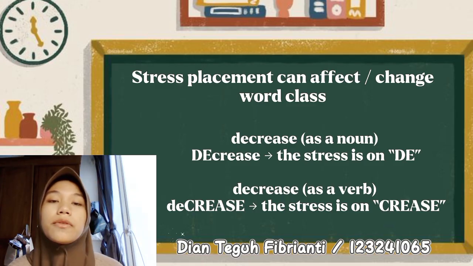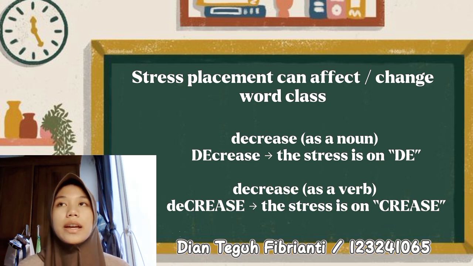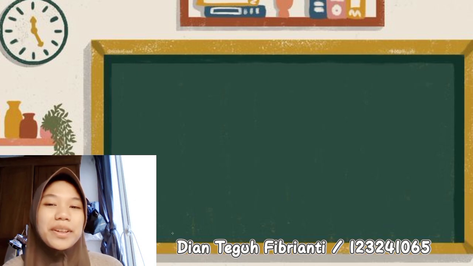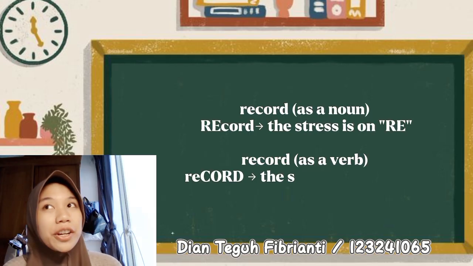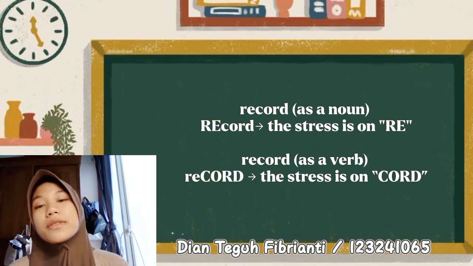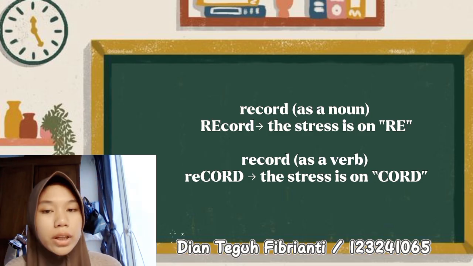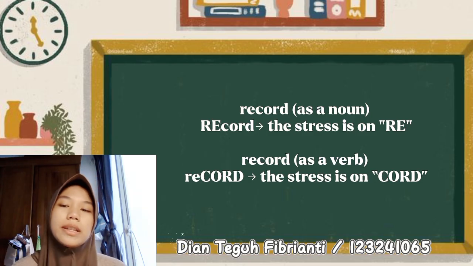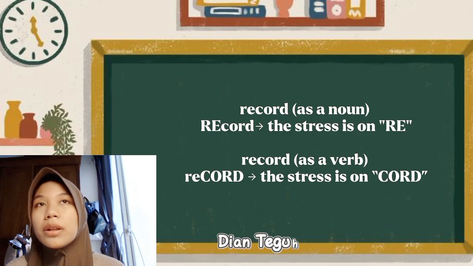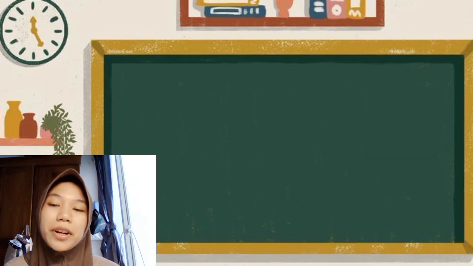So usually for a noun, the stress falls on the first syllable, and for a verb, the stress falls on the second syllable. Another example is record. Record is a noun, so the stress falls on the re, which is the first syllable. And as a verb, record, the stress falls on the second syllable, cord, because it is a verb.